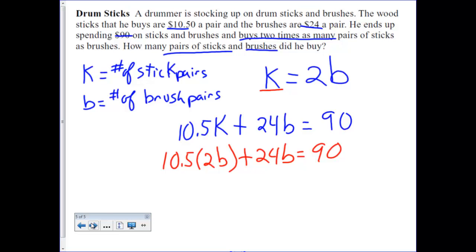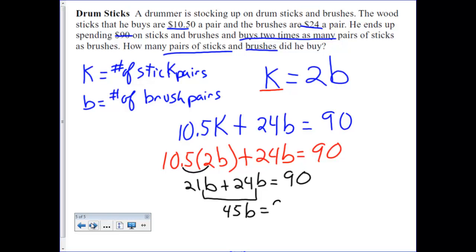So I have 10.5 times 2, and that's going to give me 21b plus 24b equals 90. Combine my b's. So that's going to end up being 45b equals 90. Divide by 45 on both sides. 1b is equal to 2. Now b stands for brushes. So he bought 2 pairs of brushes. So we'll call that 2.